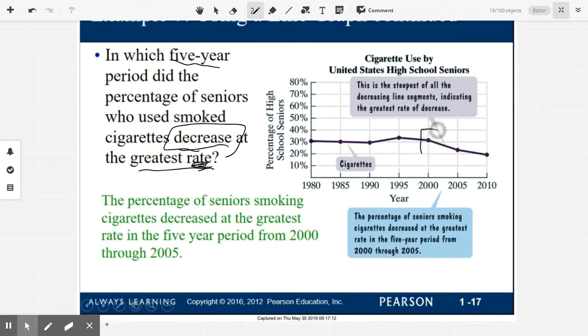Well, right here. That looks like to me the one that is most downhill. This here is pretty close, but I'd say it's this one right here. And so I'm going to say the years 2000 to 2005 was the greatest rate that smoking decreased in high school seniors. And that's what they said.